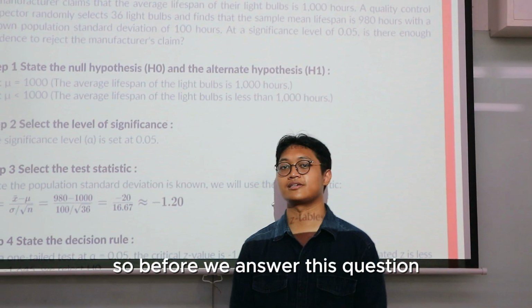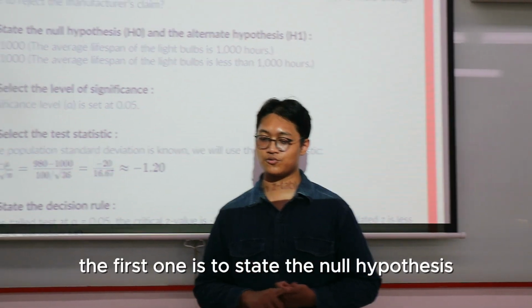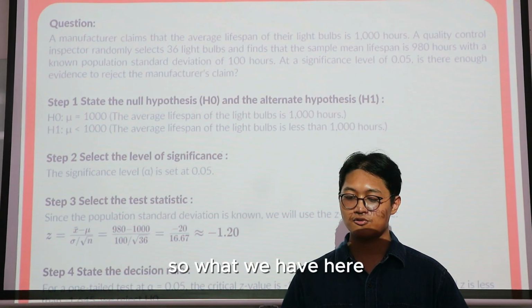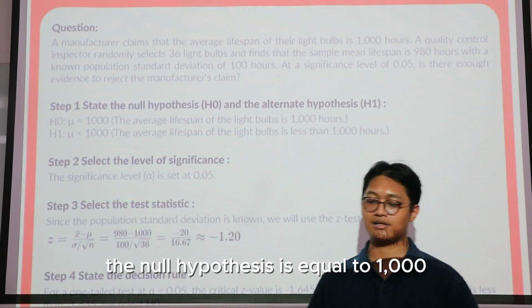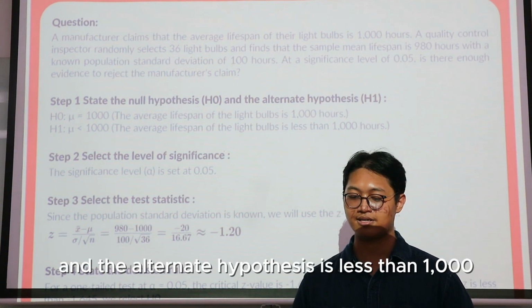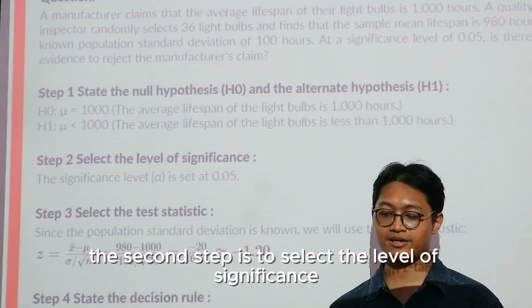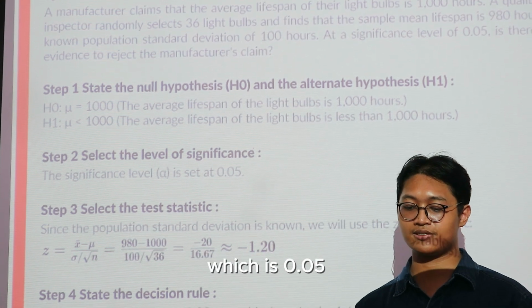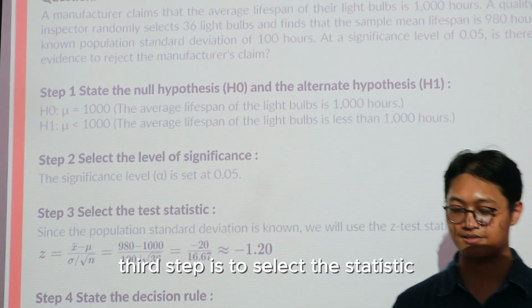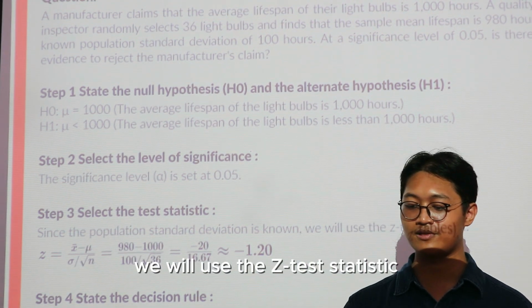Before we answer this question, we have to go through 6 steps. The first one is to state the null hypothesis and the alternate hypothesis. The null hypothesis is equal to 1,000 and the alternate hypothesis is less than 1,000. The second step is to select the level of significance, which is 0.05. The third step is to select the statistic. Since the population standard deviation is known, we will use the z-test statistic.